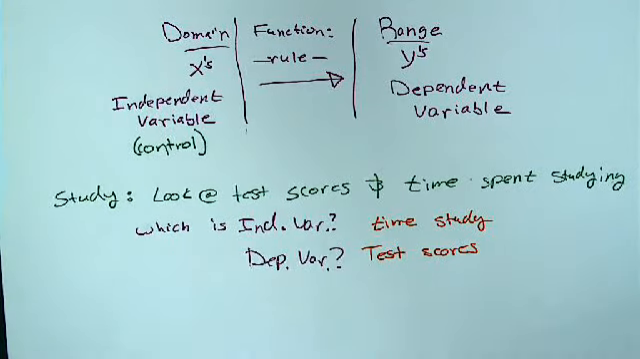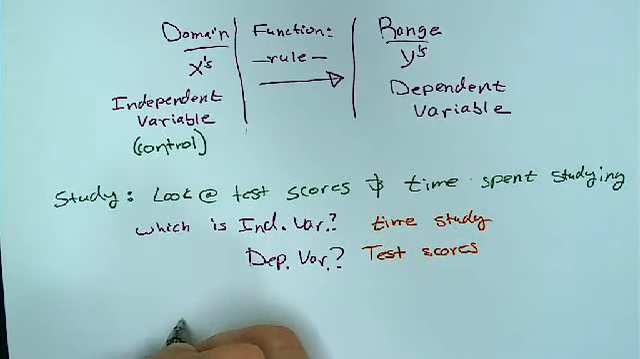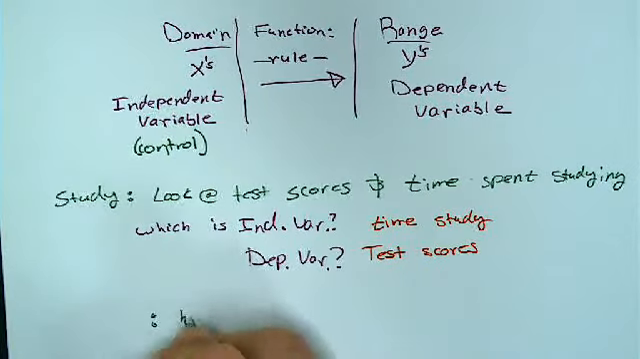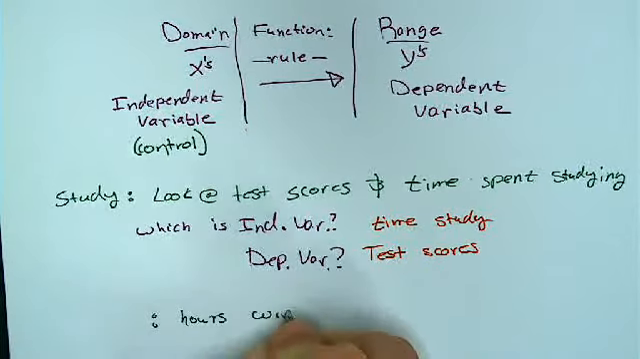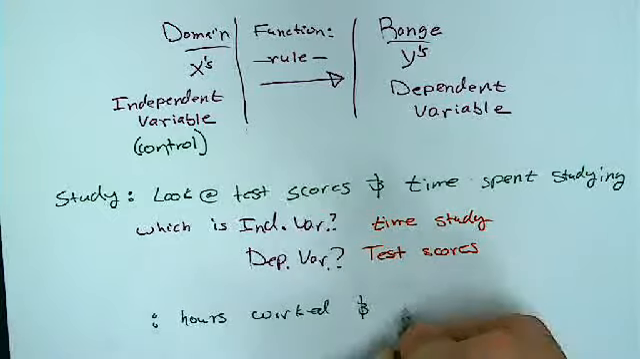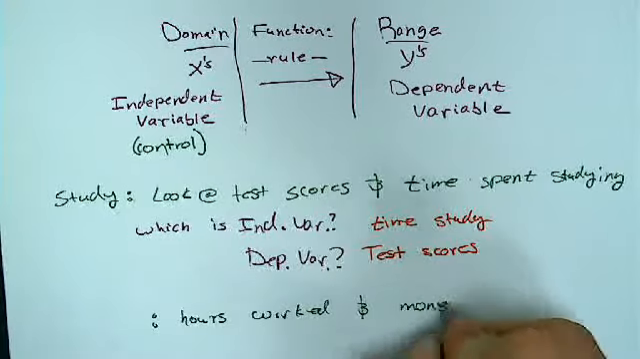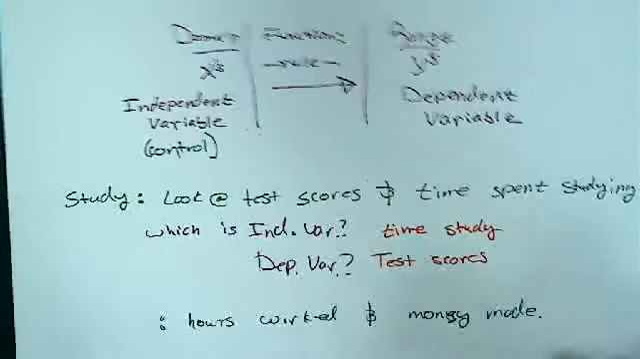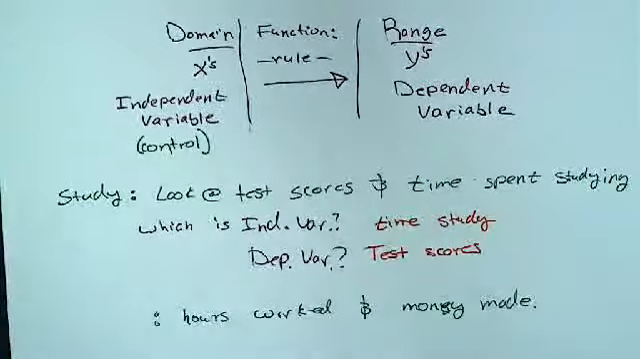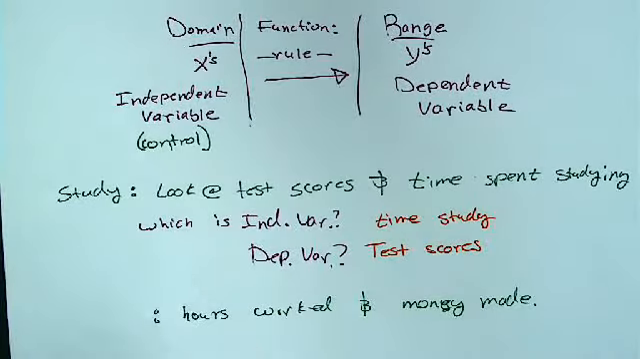Let's do another example. Let's see, what else can we look at? Hours worked and money made. Doesn't mean you worked, well, I'll put the assumptions in there later. The independent is your input, independent in, dependent is what you get out.